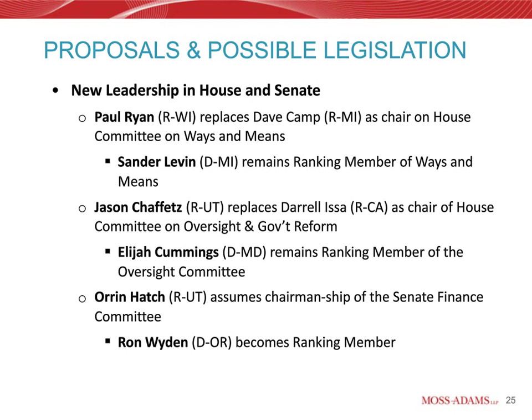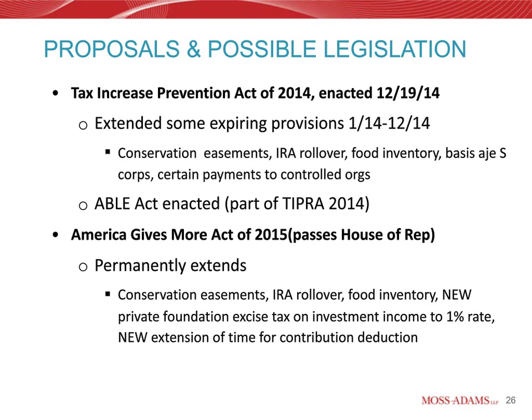The ranking member of House Ways and Means, Sander Levin, is staying. There's a new chair to the House Committee on Oversight and Government Reform, Jason Chaffetz. Remaining is Elijah Cummings as ranking member of the Oversight Committee, a new chair for the Senate Finance Committee, and then also a new ranking member, Ron Wyden. So there's movement there. We don't know everything they're going to do, so it'll be interesting.